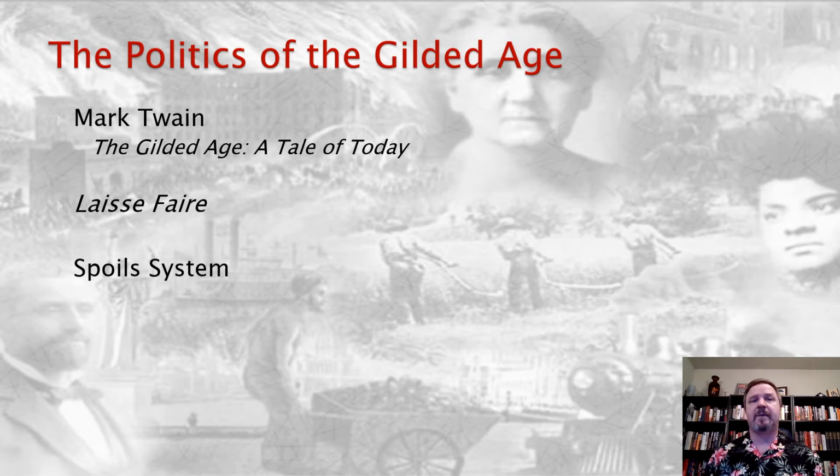The spoil system had been established by Andrew Jackson in 1828 when he removed as many of John Quincy Adams's men as he could when he became president and replaced them with people who were, well, not necessarily qualified, but who had helped him obtain power. And you can really see these ideas of laissez-faire and the spoil system at work when we take a look at the two terms of Ulysses S. Grant.